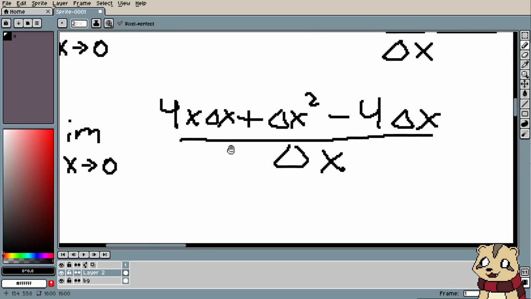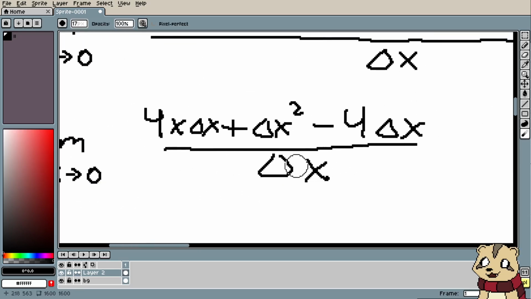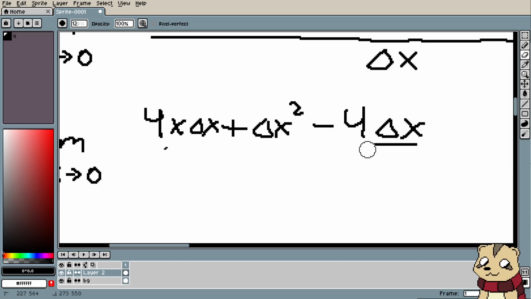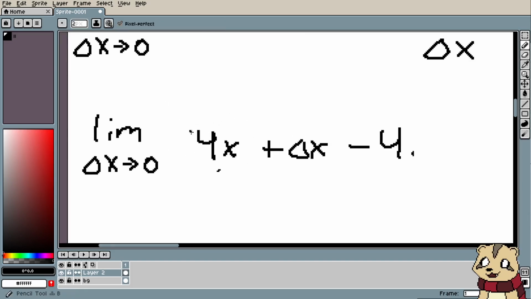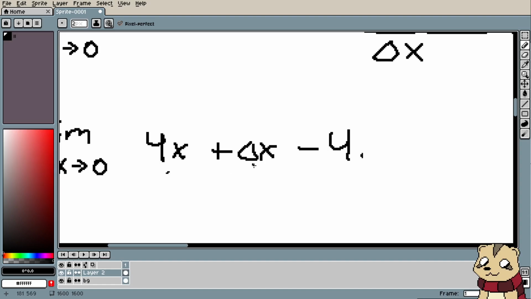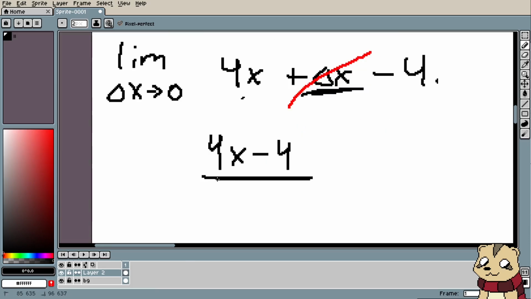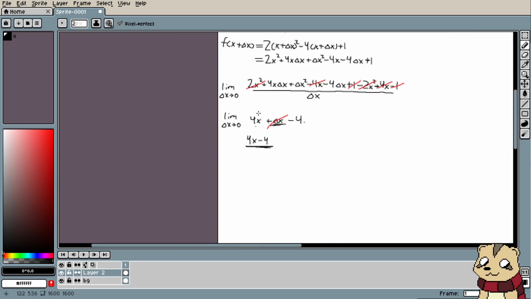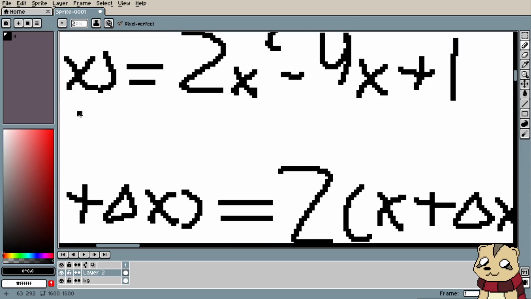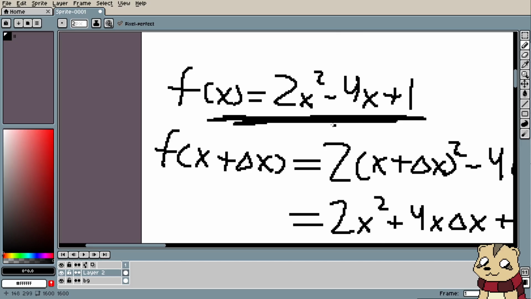So this is all actually... We can just remove delta x from each of these. Remove, remove, remove. Now we can do this substitution where we're taking delta x all the way to 0. So that means this goes to 0, and you are left with 4x minus 4. And this is indeed the derivative of this.